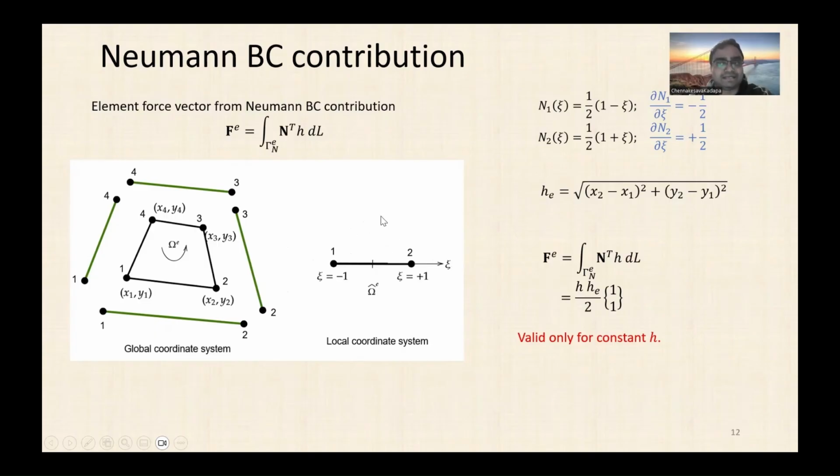But that is for a general case. For the particular case when h equal to constant, we can take h outside and we can integrate the basis functions in this domain. So then that gives us 1 over 2, 1 over 2 multiplied by the length of the element, h. Here h is the distance between the 2 points of the nodes. Okay, so these x1, y1, x2, y2 are the x and y coordinates of the nodes in the physical domain.